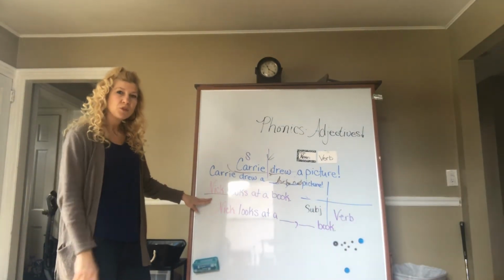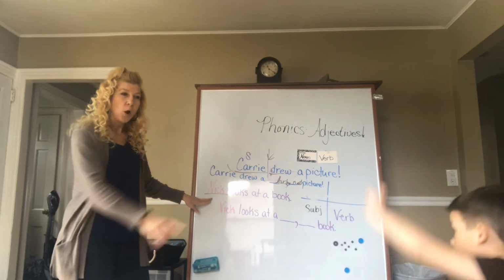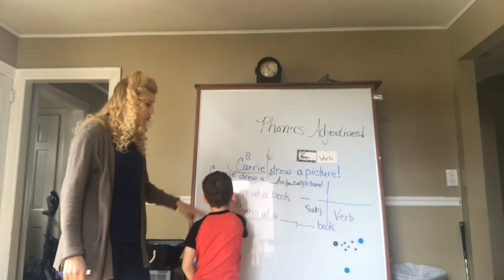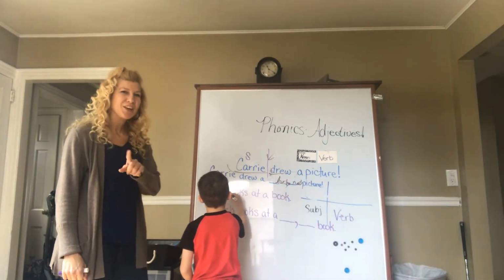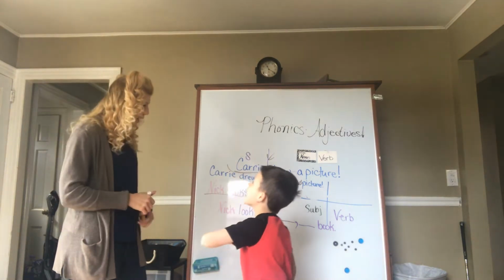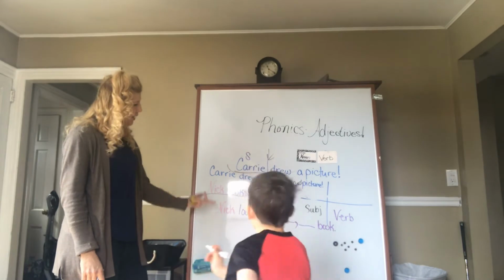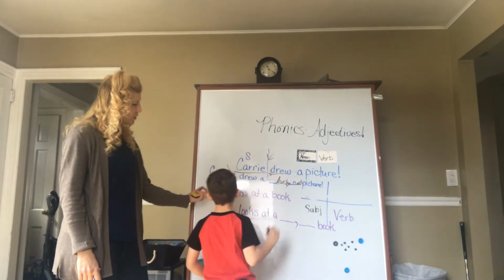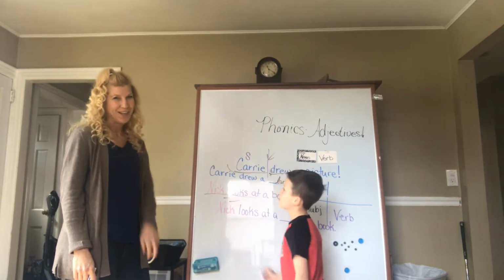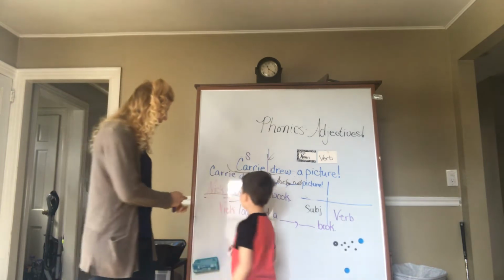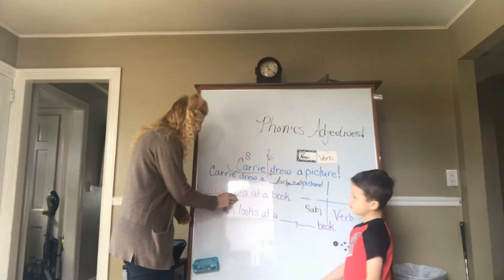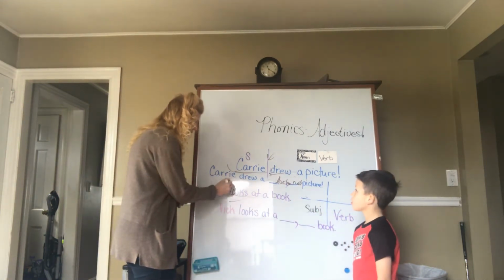Can you tell me what the verb is in the sentence? Let's see if they know. Did you choose looks? If you did, you were right. Ben did, but he forgot something. He underlined the subject once and the verb once. You should have underlined the verb twice. So subject once, verb twice.